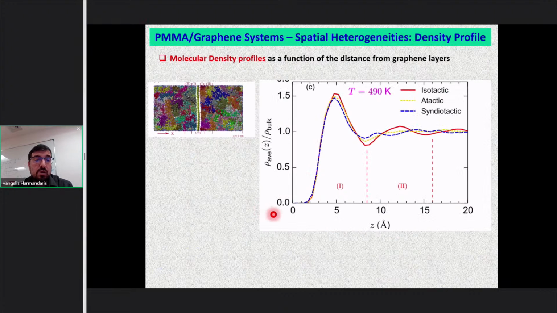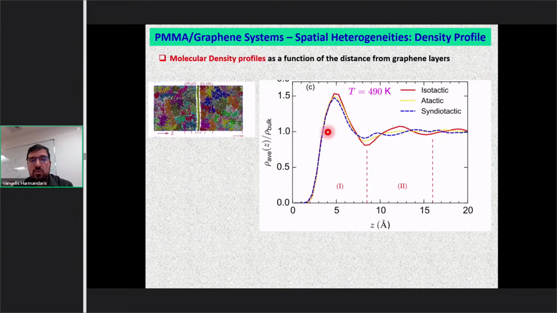For example, here we see the density profile of the system. So it's the density of the chains as we go far away from the surface. Zero here is the position of the graphene sheet. And what we see here is the dense layer. We expected a dense layer at the interface, because of the attraction between the polymer and the graphene. However, you see the layer is slightly larger for the isotactic case.